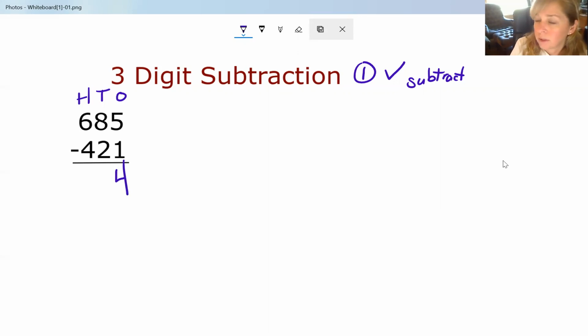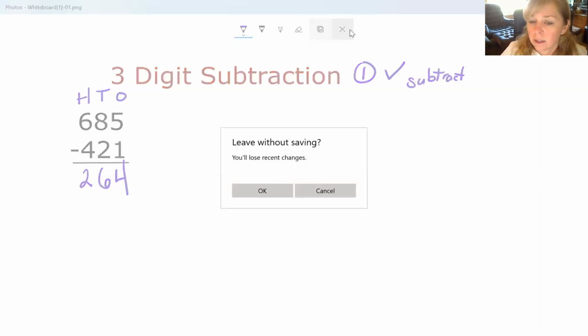And then skip over to the tens. 8 minus 2, 6. And then here's just one more place on top of the 2-digit for the 3-digit. 6 minus 4 is 2. So if you are able to subtract because the top number is larger than the smaller bottom number, then you may go ahead and do so. Now, what happens if that's not the case?